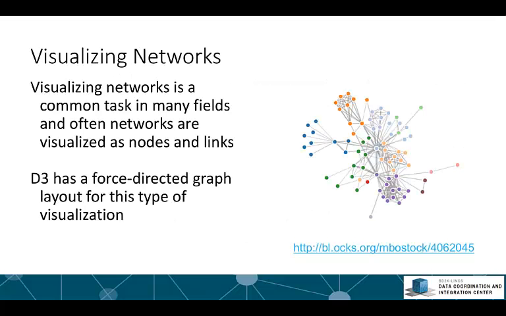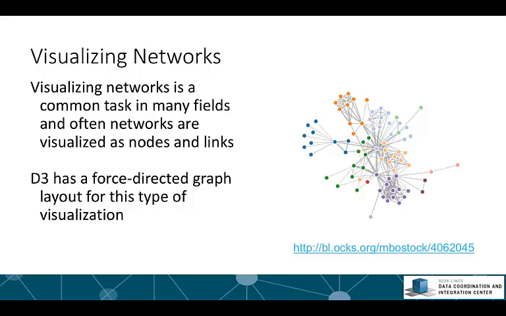So, network visualization is a common task in many fields, and often networks are visualized as nodes and links, which is what we could see here. So D3 has a force-directed graph layout for this type of visualization. And in this visualization, you are seeing characters from the book Les Miserables, and they're connected based on co-occurrence in book chapters. So this data was manually curated and available on the Stanford GraphBase, and it's a data set that we'll be referring to a few times during this part of the lecture.